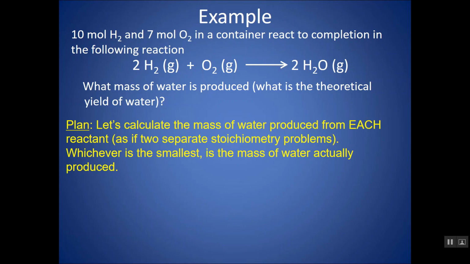What's the theoretical yield? In this case, there's only one product. So I'm going to turn each of these starting materials into water. If there were 2 or more products, you can pick one of the products that you want to turn it into. Just make sure you pick the same product.